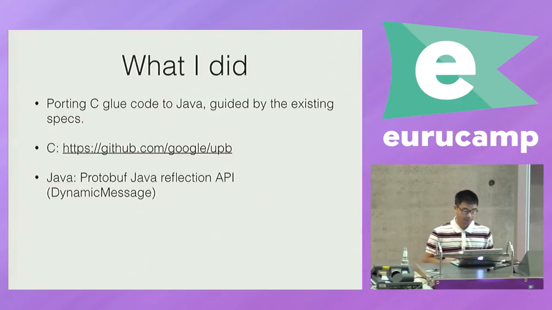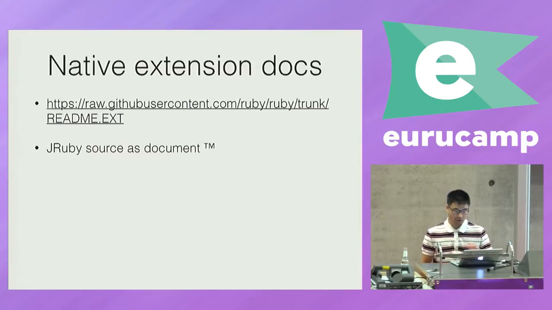Yep. So that's what I did. Basically, based on the existing specs, I wrapped the Java reflection API, based on the dynamic message, if you know the Java protobuf library. How to do these things, there is no documentation on the JRuby site; you have to read the JRuby code. That's how JRuby is implemented, actually. All the standard libraries are implemented in Java, and they use this annotation to generate code that can be called from the Ruby side.